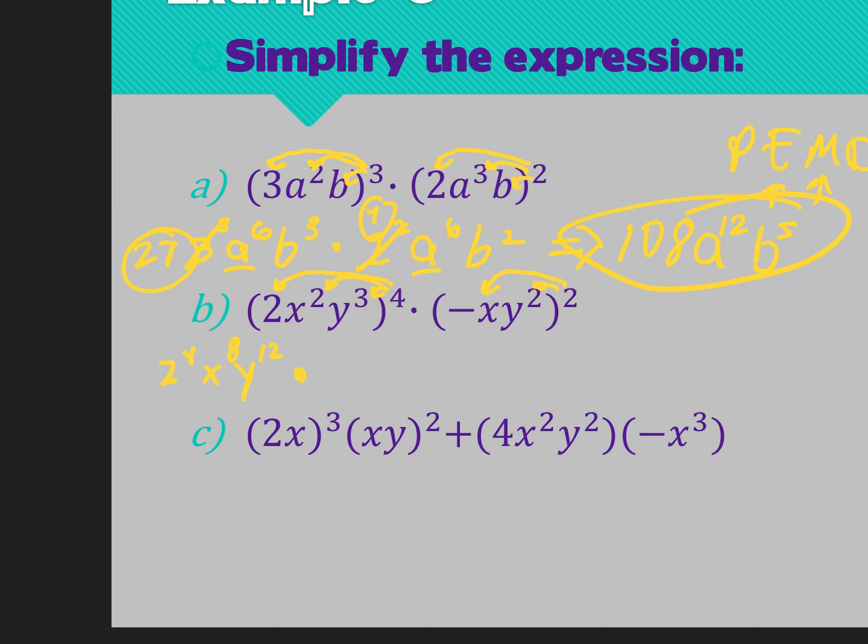So then I have multiple times. Negative x squared is going to give me x squared. And then I have y squared raised to the 2nd power is going to give me y to the 4th. And then now we can combine. So 2 to the 4th power is going to give me 16. Same bases, x and x. So I have x, add the exponents. 8 plus 2 is 10. Y and y. I'm going to rewrite my y because I'm multiplying. And then 12 plus 4 is 16. So 16, x to the 10th, y to the 16th.